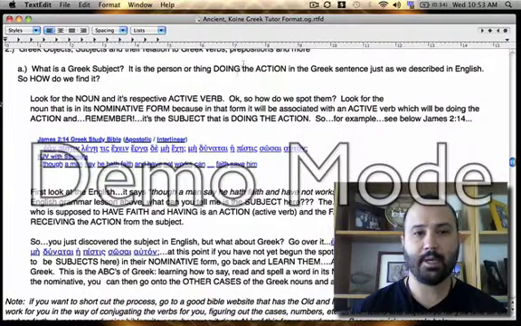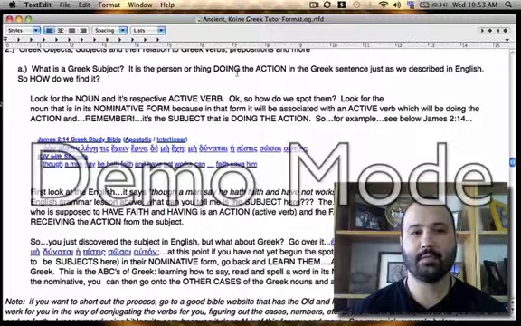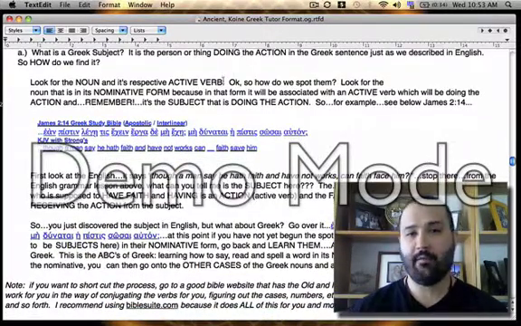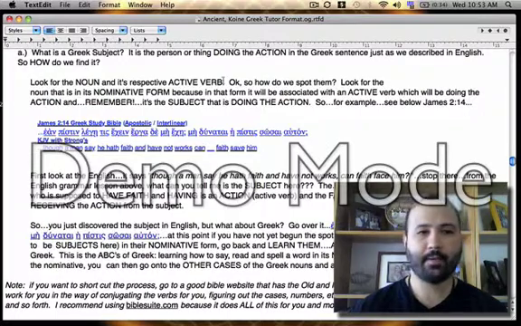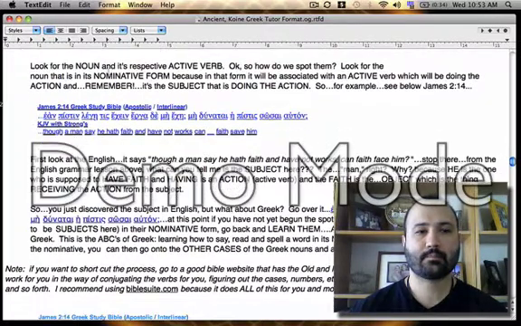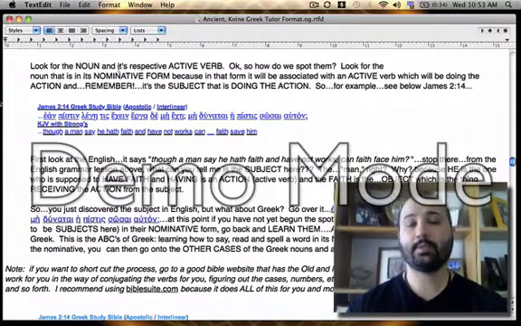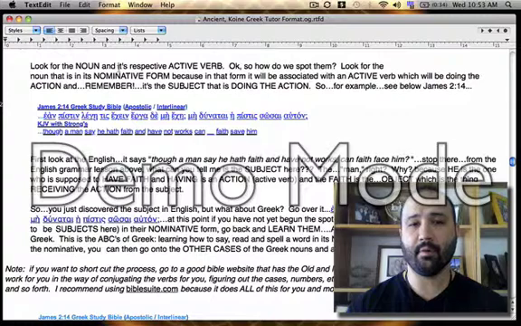What is a Greek subject? It is the person doing the action in the Greek sentence, as we described, of course, in English. So, how do we find it? How do we find the Greek subject? What you do is you look for the noun in the sentence and its respective active verb. So how do we spot them? Look for the noun that is in the nominative form.